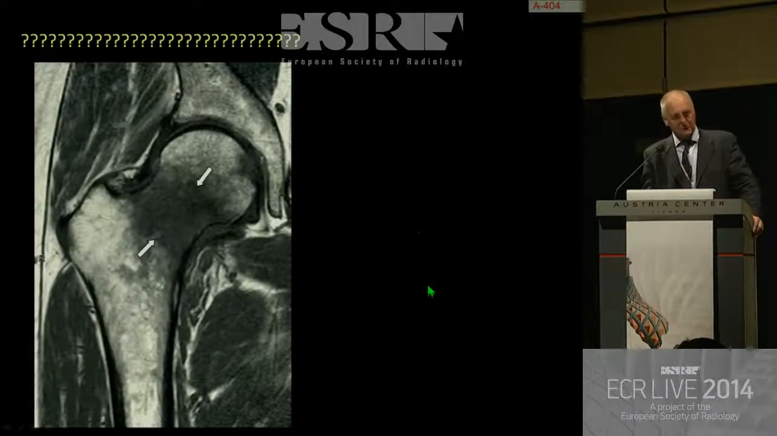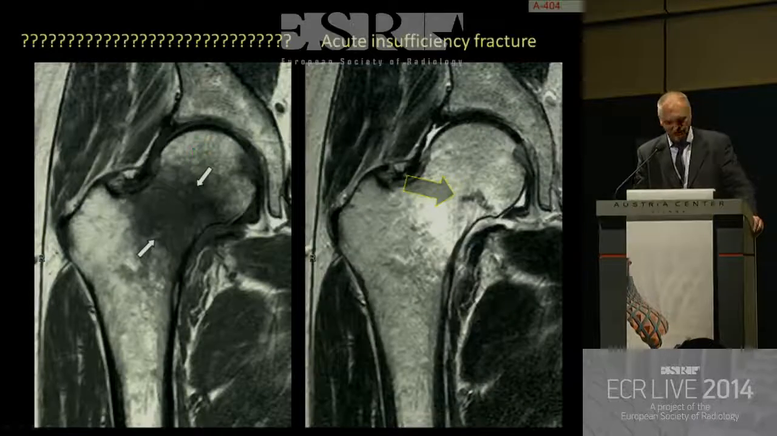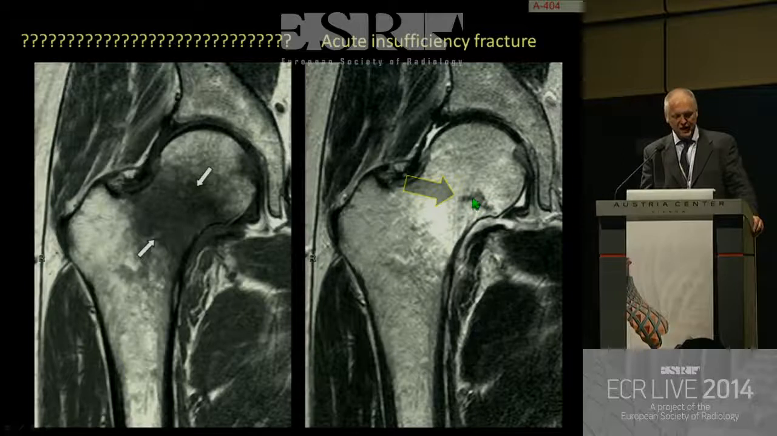What is that? It's a coronal T1. You've got a huge lesion. Look at the fat-sat, the T2 weighted image. You've got a line. I cannot make any diagnosis on that image. We should all make the diagnosis of an insufficiency fracture. This is the fracture line.